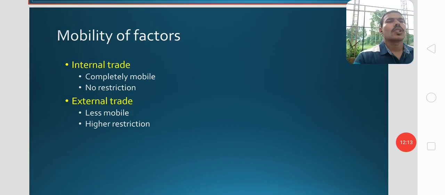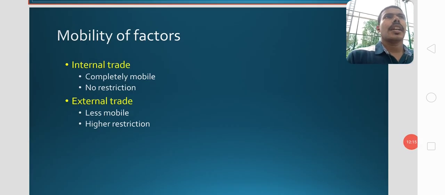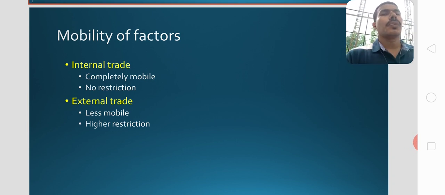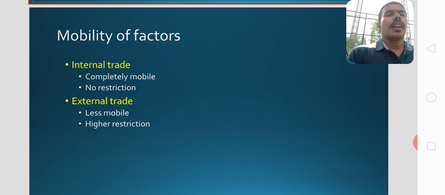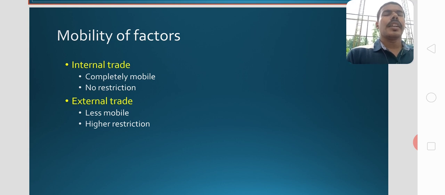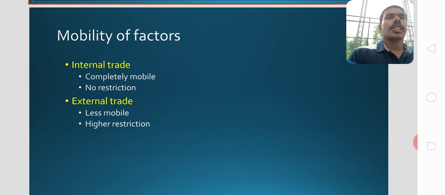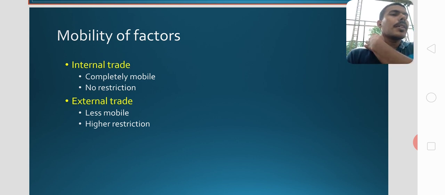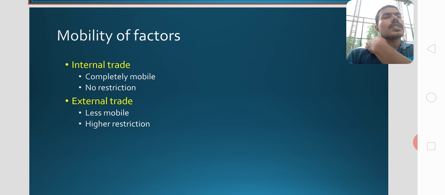So on the basis of factor mobility, internal and external trade can be classified. What are factors? Factors means mainly capital and labor, capital mobility and labor mobility. So in case of internal trade, factors are completely mobile. It is almost perfectly mobile, as there are no restrictions in place for mobilizing labor and capital.